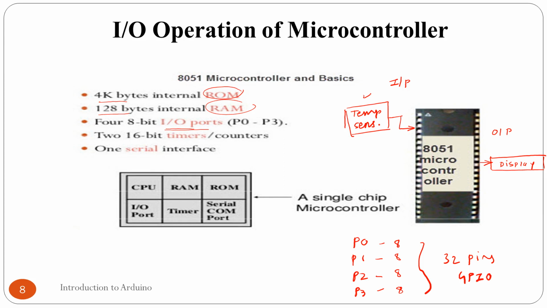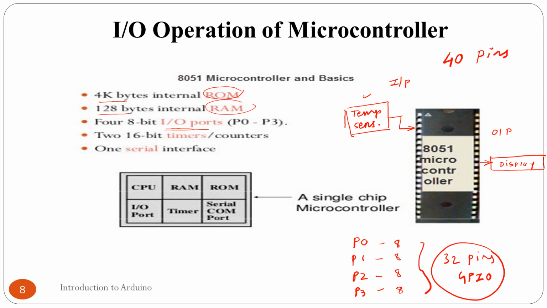Please remember one thing: whenever you are working on any microcontroller, you should understand the pin diagram and how many GPIO pins there are. You can connect devices to these GPIO pins only. This 8051 microcontroller has 40 pins, and out of these 40 pins we can use only 32 pins. Please remember this. Here I am giving just one example of a microcontroller.